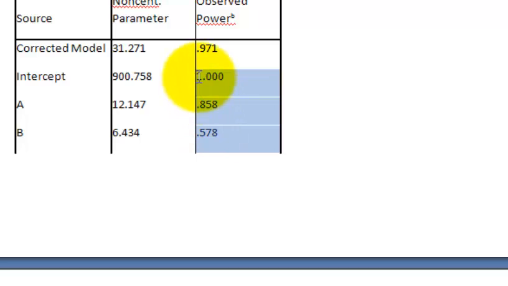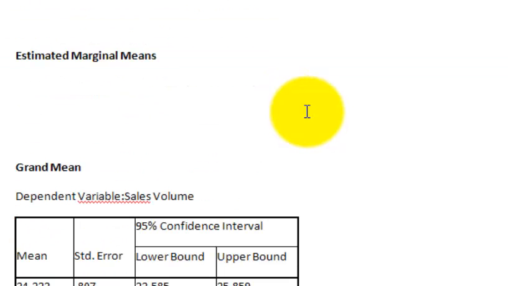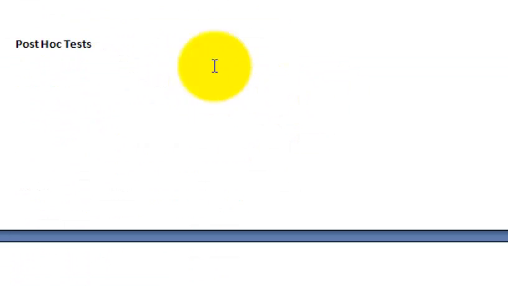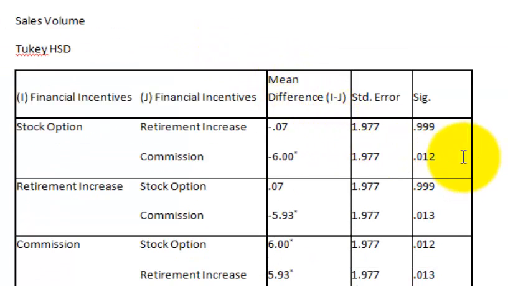And here's your power box. Okay, so your power is pretty good, except for the B level. It's not very good, but don't need the grand means. Post hoc test. Let's look at your post hoc test. So there was a significant difference between stock options and commissions, which is different than what I got. I think you might have got your variables mixed up, or maybe I did. It wouldn't be the first time.